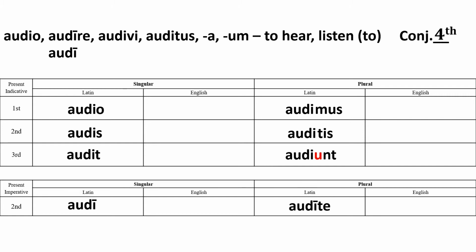Notice, audio is fourth, so it has a strong i the entire time. Audiō and audiunt. The u goes in between the i and the nt on fourth conjugation verbs.